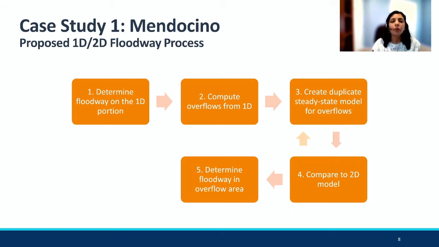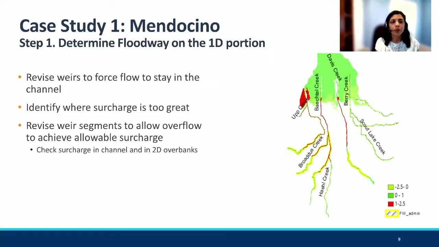So the overall goal of the approach is to create a 1D model that approximates the 2D elevations for the natural profile and then create a floodway within that 1D model. So now I will go through the details of each step.